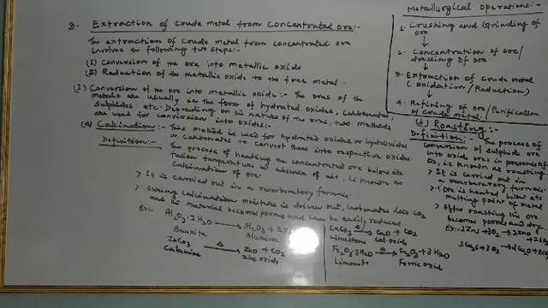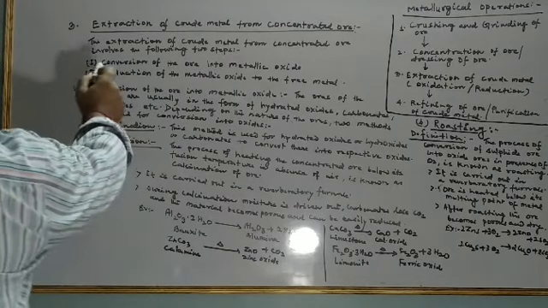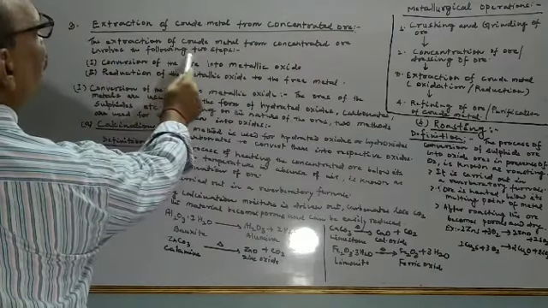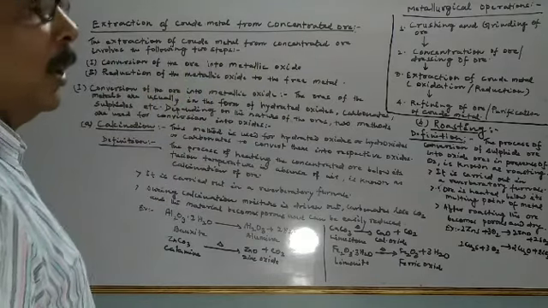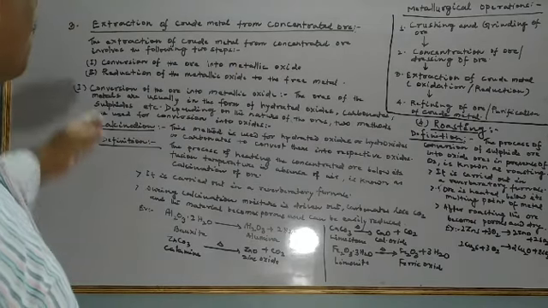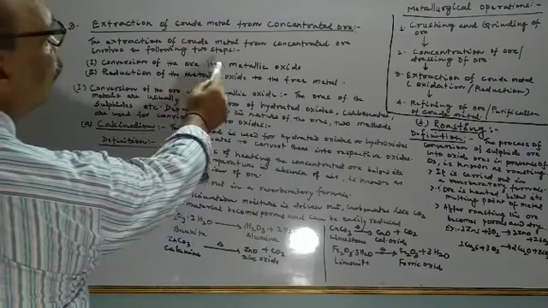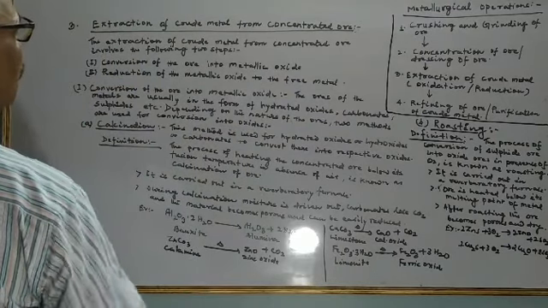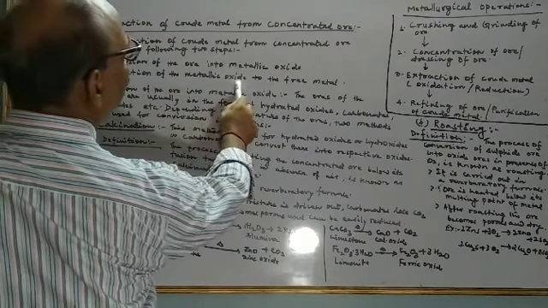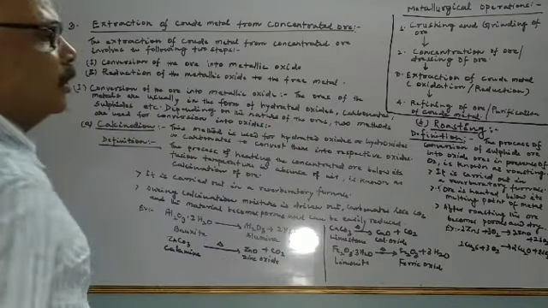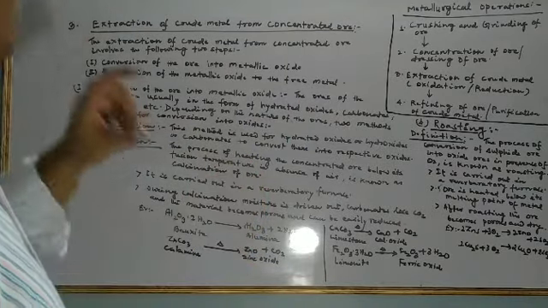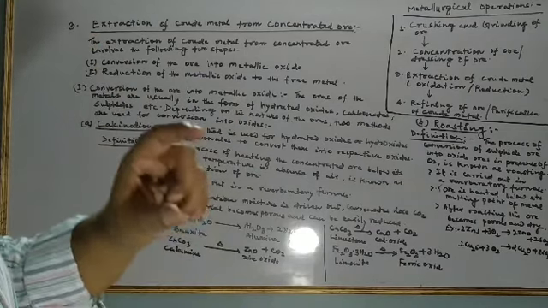The extraction of crude metal from the concentrated ore involves the following two steps. The first step is the conversion of the ore into metallic oxide, and the second step is reduction of the metallic oxide to the free metal. These are the two steps involved in extraction of crude metal from concentrated ore.